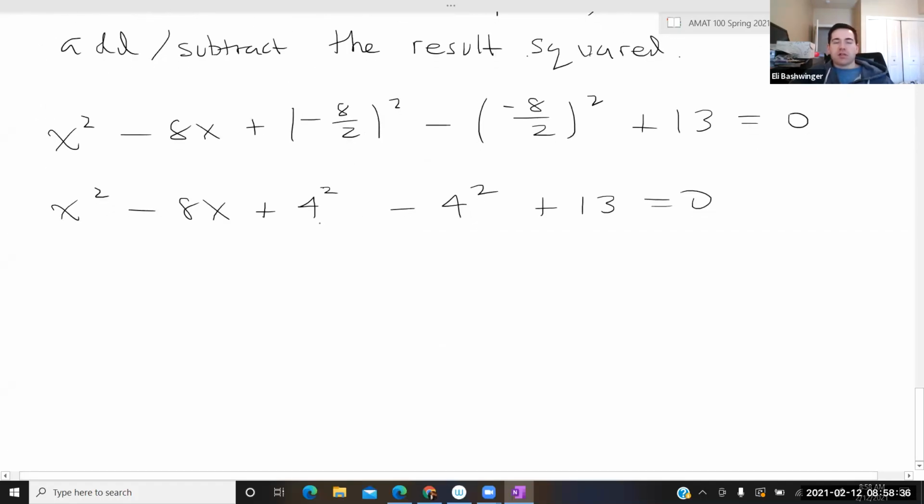Now this right here can be factored. It can be factored into x minus 4 squared. This -4 squared becomes 16, and then we have the 13 on the end.